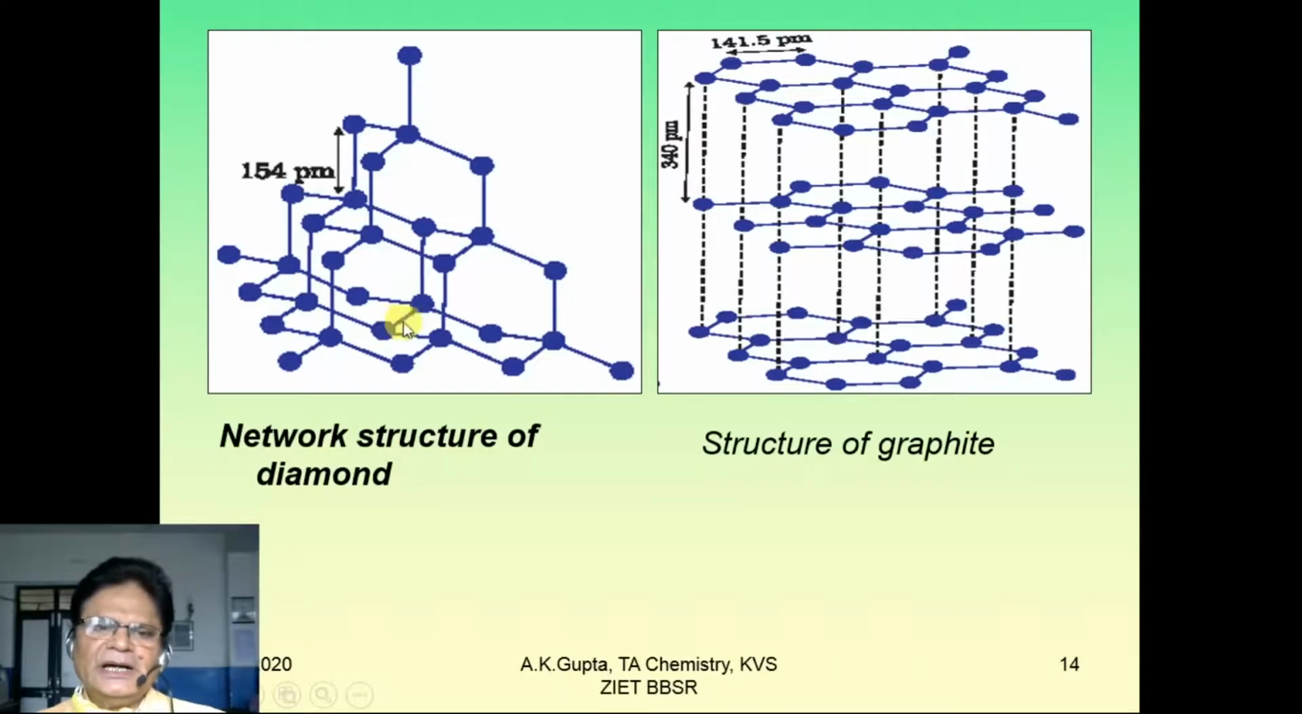This is the network structure of diamond, and this is the structure of graphite. See, in graphite the carbon atoms are sp2 hybridized. There is one electron which is not bonded, and this electron is in between the hexagonal sheets, the layers of the graphite. In between layers there are electrons, and these electrons are responsible for the electrical conductivity of graphite. Because there is no very strong bond between the two sheets, one layer of carbon can easily move over the other layer, and that is why it acts as a solid lubricant.